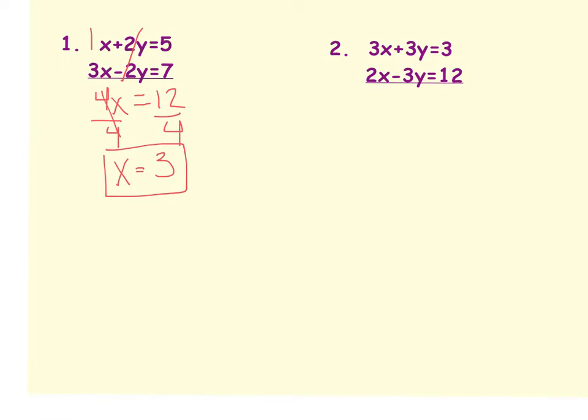Now that we know what x is, we can plug it back into either equation. Remember, I like to work with ones that deal with fewer negatives, so I'm actually going to plug it into the top one, so that now I have 3 plus 2y equals 5. Solve by subtracting 3.